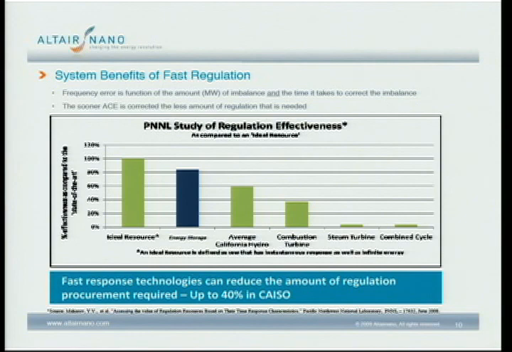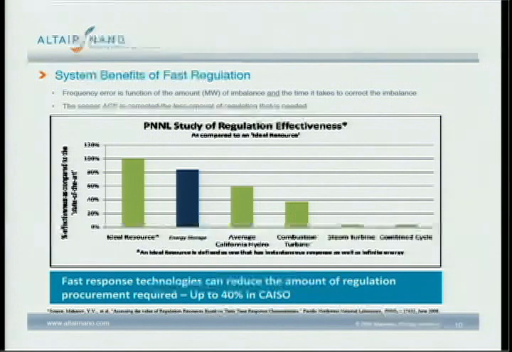And so the Pacific Northwest National Lab did a study, 2008, and they said, well, look, if we had an ideal regulation resource, it would be 100% effective. It would respond immediately and have all the energy in the world to do it. And they said, well, let's compare that to other types of technologies.